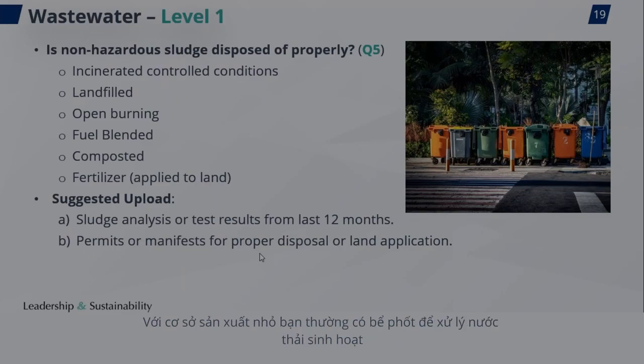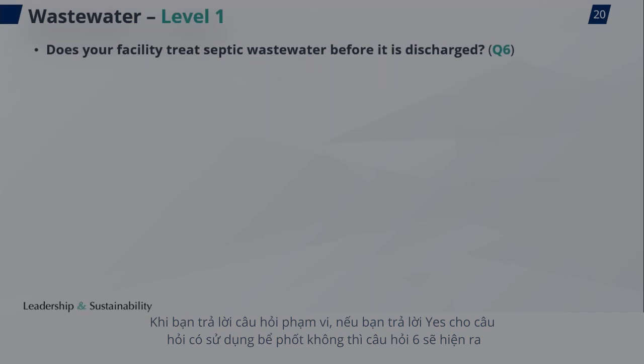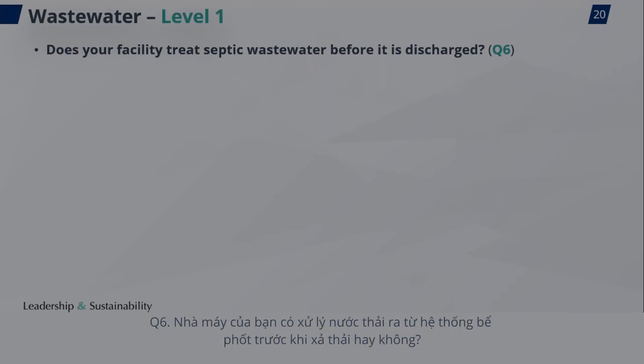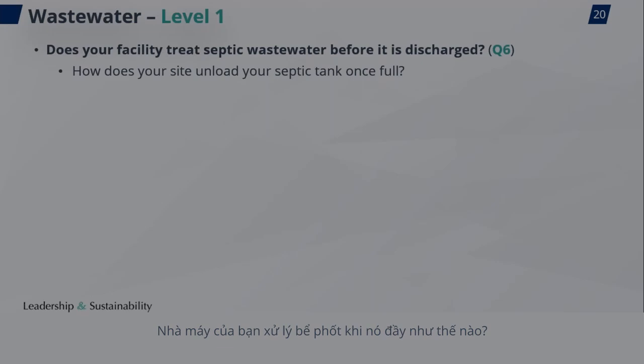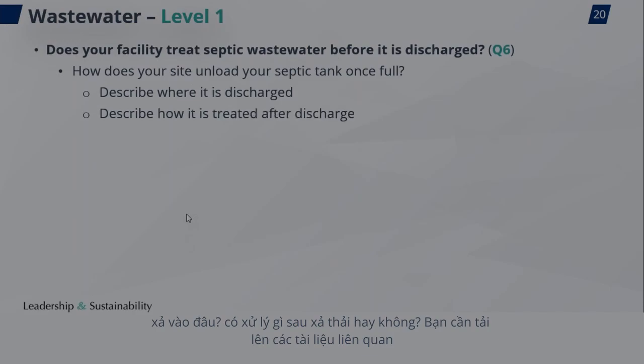Then in some cases, especially at smaller facilities, you may have a septic tank to treat your domestic wastewater. And that is what question 6 is asking you about. So if you have answered in the applicability questions that you have a septic wastewater treatment tank, then this question will show up for you. And the question is, does your facility treat the septic wastewater before it is discharged? So how does your site unload your septic tank once it is full? Do you have an external service provider who comes and empties it for you? Or are you discharging the wastewater in some way locally? So you need to describe where it is discharged, how it is treated also after the discharge, and also, of course, upload the corresponding documentation.